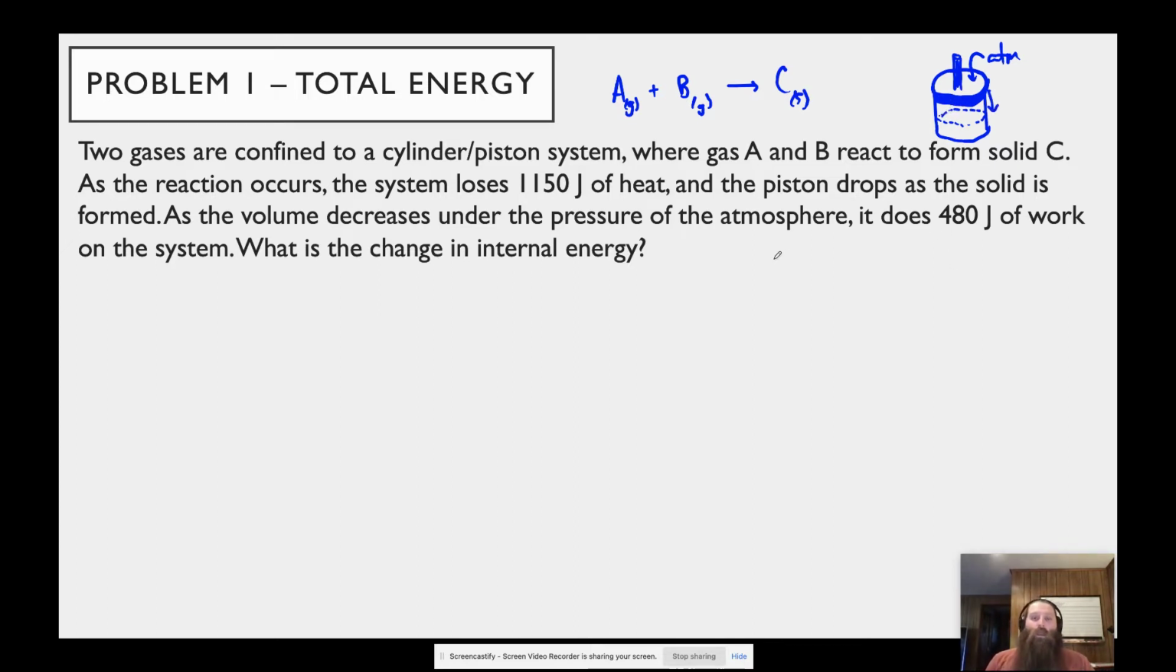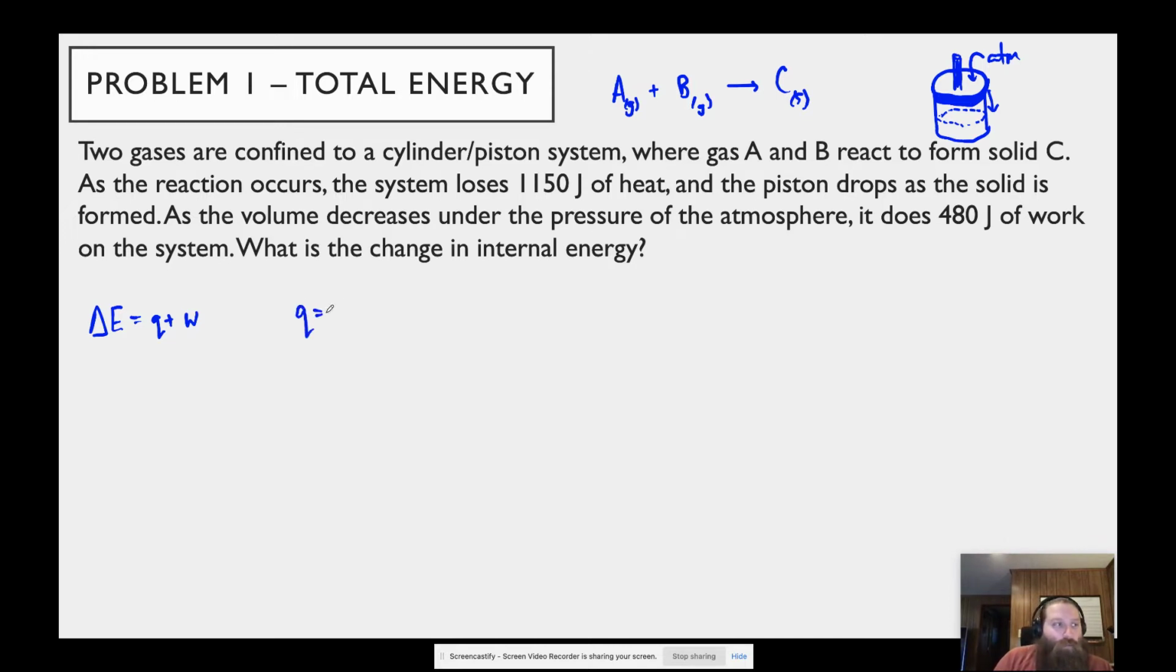All right. As the piston drops and the volume decreases under the pressure of the atmosphere, it does 480 joules of work on the system. What's the change in internal energy? So we're looking for the change in internal energy. That's delta E, and we know that that is Q plus W. We're given both Q and W in this problem. We don't really have to hunt for it.